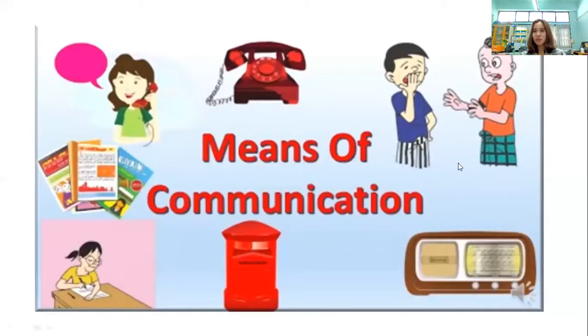Okay, look at the picture, students. What do you see? What is this? Telephone. Very good. How about this one? What's this? A radio. Good job. How about this one? Mailbox. Very good. How about this? A lady writing a letter. Very good, students. How about this one? A magazine. Good job. Okay, let's proceed.